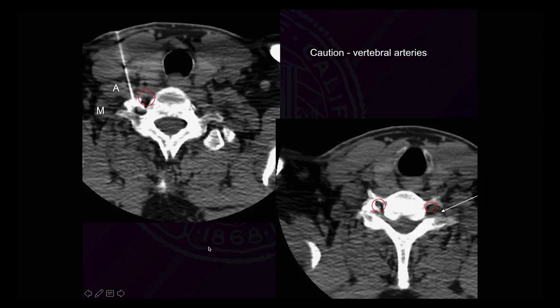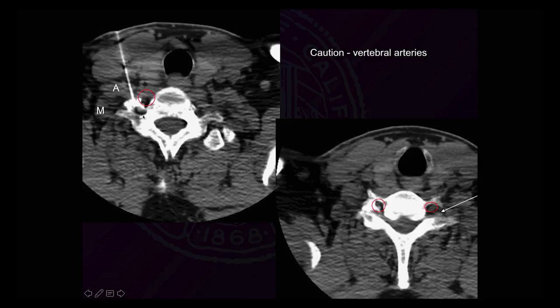So here in the CT, you can see that the patient's on their back. Here's their airway. Here's the vertebral body. Here's the spinal canal and the cord. And those red circles are where those vertebral arteries are placed. So they're small. And do you see where our needle is? It is around the nerve. And where is that nerve? Within millimeters of those vertebral arteries.